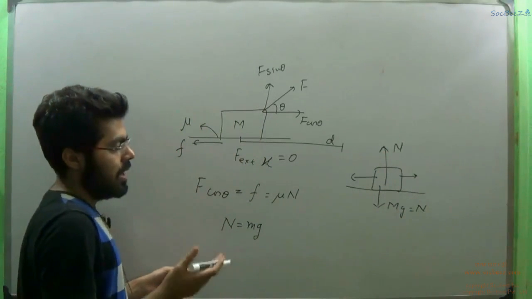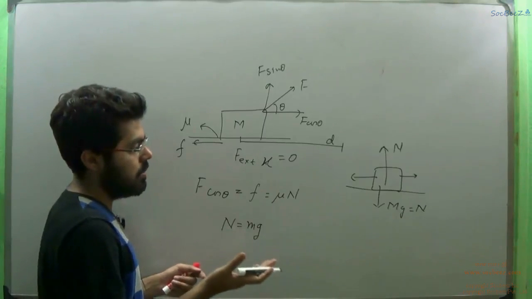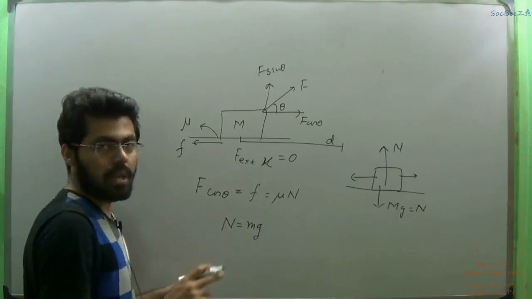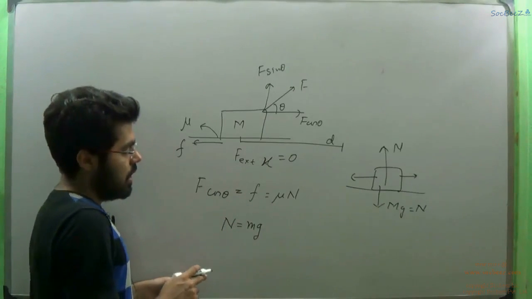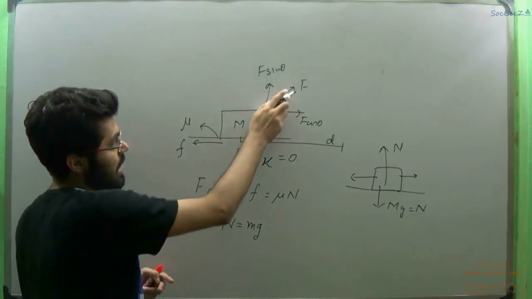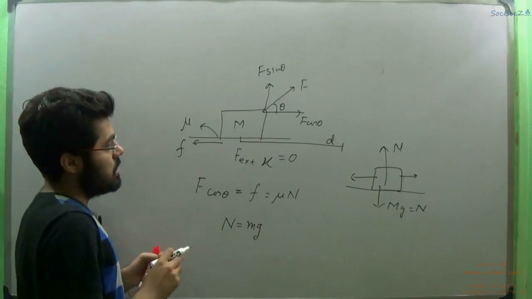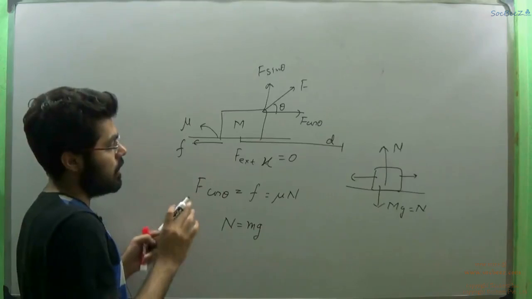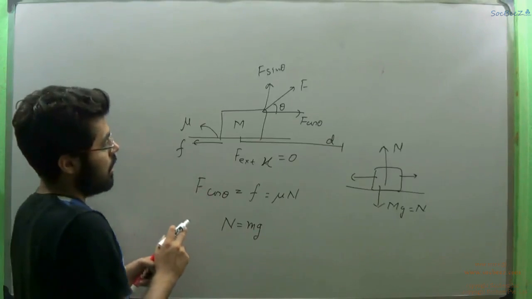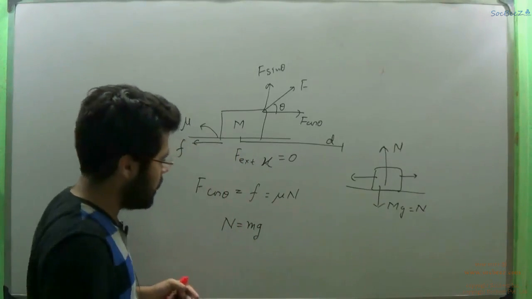Because mg is the amount of force which the earth or the ground, the base level, needs to apply on the block to balance its gravitational force. But what is the difference here? The difference here is that the external force has a normal component as well. So the best way is, let's draw the free body diagram, take into consideration all the forces, and then go for solving N. Whatever N is, definitely it's not going to be mg here.